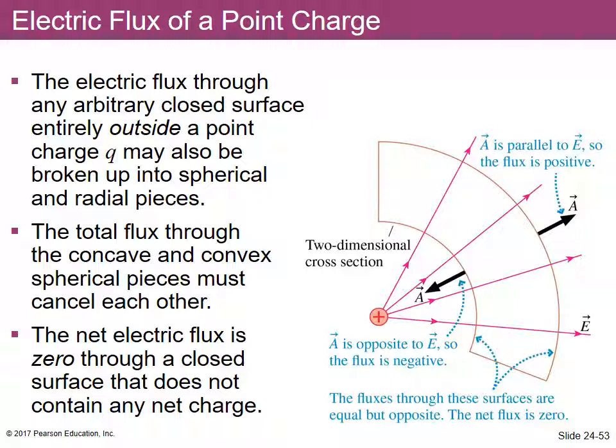Mathematically, the electric fluxes through the two spherical surfaces have the same magnitude because the flux is independent of r, but they have opposite signs because the outward pointing area vector is parallel to the electric field on one surface, but opposite to the electric field on the other. The sum of the fluxes through the two surfaces is 0. We conclude that the total flux through the concave and convex spherical pieces must cancel each other. The net electric flux is 0 through a closed surface that does not contain any net charge.